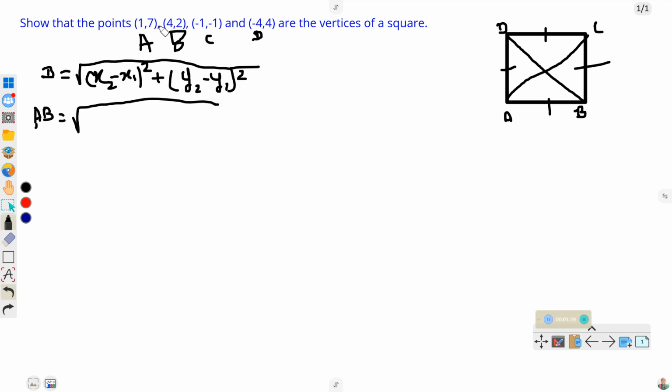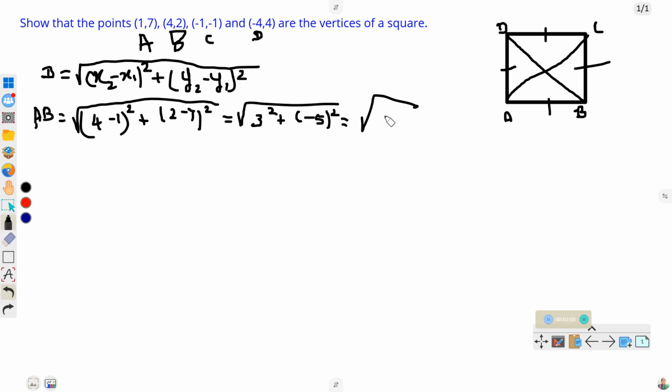Then we take x2 as 4. Then it is 4 minus 1 whole square plus 2 minus 7 whole square. Then we get 3 square plus minus 5 square. 3 square means 9, 5 square is 25. Then the value is root 34 units, the distance between AB.